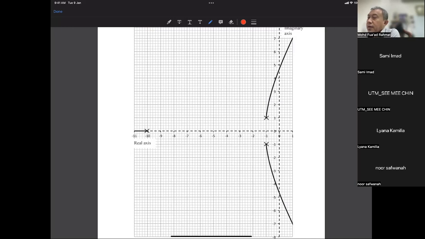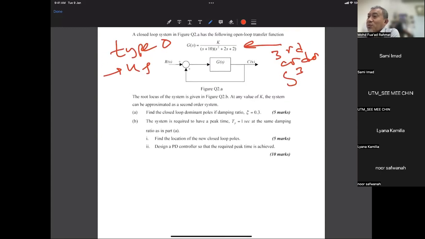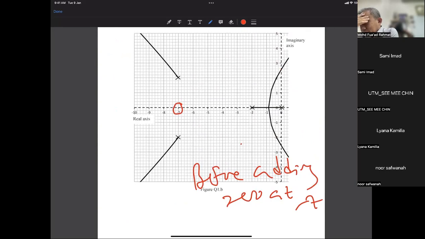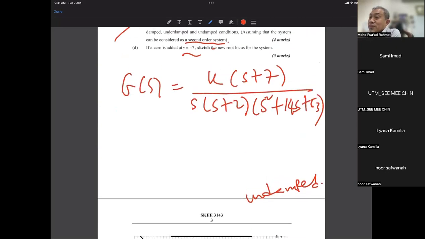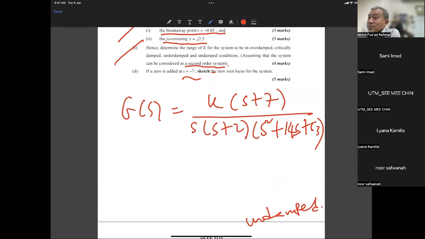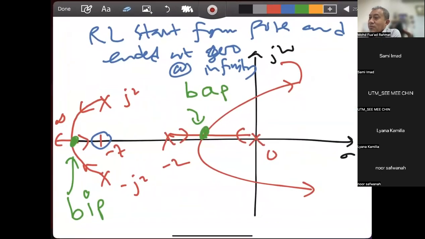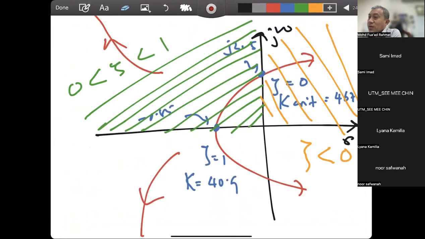Sorry, doctor, can you scroll up to the previous question? Yes, the previous question. Scroll up, please. One more. Yes, C. Should we write the range of the K value for the overdamped, critically damped? Yeah, also can. If you want to write a value, also can. If you want to draw like this, also can.